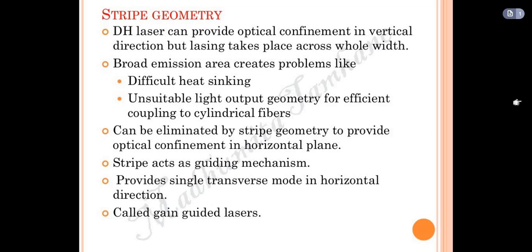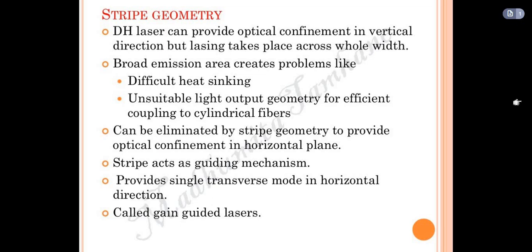So basically, a DH laser can provide optical confinement in the vertical direction, but whatever confinement layers we use for our laser, the confinement will be in that direction, while lasing takes place across the whole width. The DH laser can provide confinement in the vertical direction only. The broad emission area creates problems like difficult heat sinking. Heat sinking is one of the difficulties in our emission area, so we have to take care of it when designing our lasers.